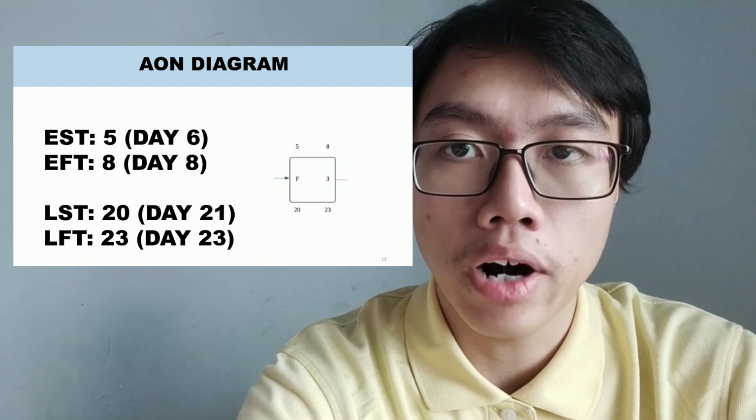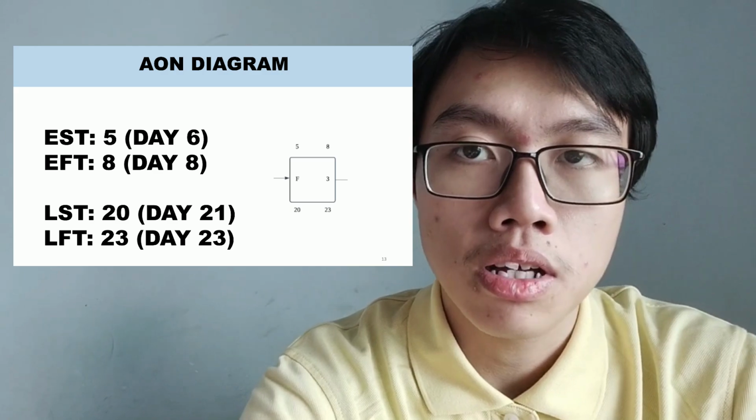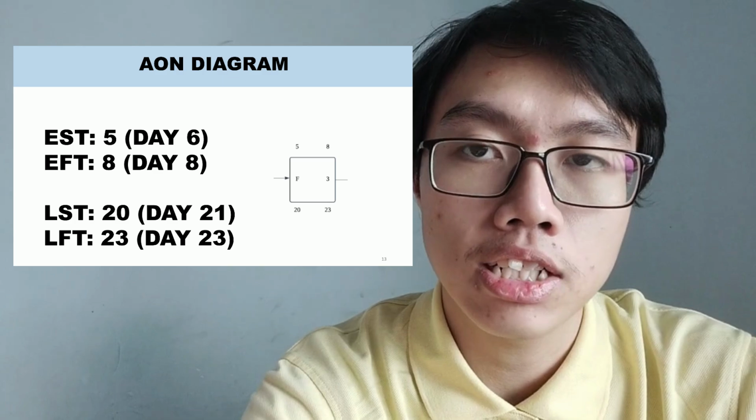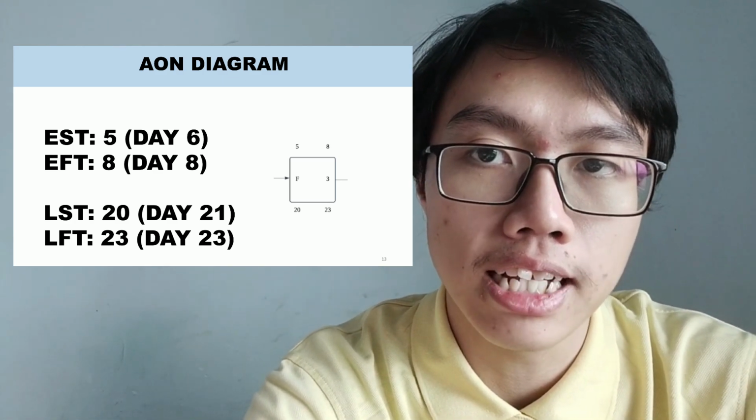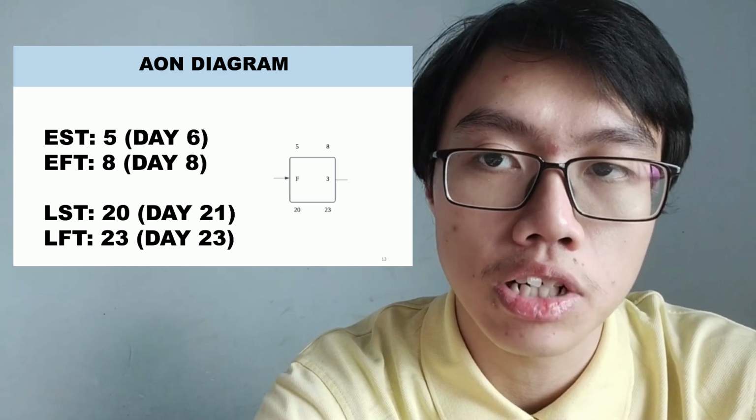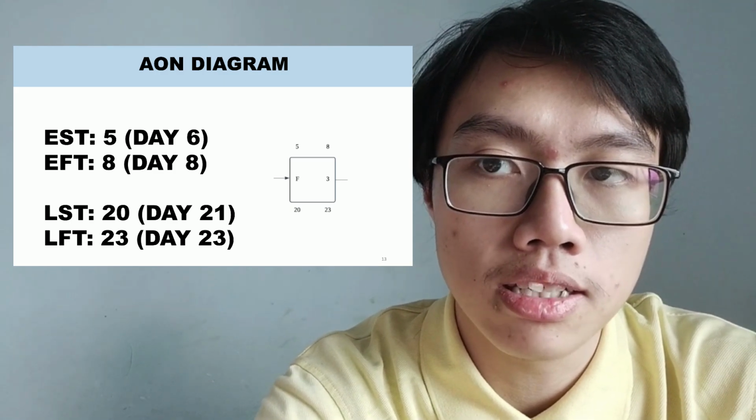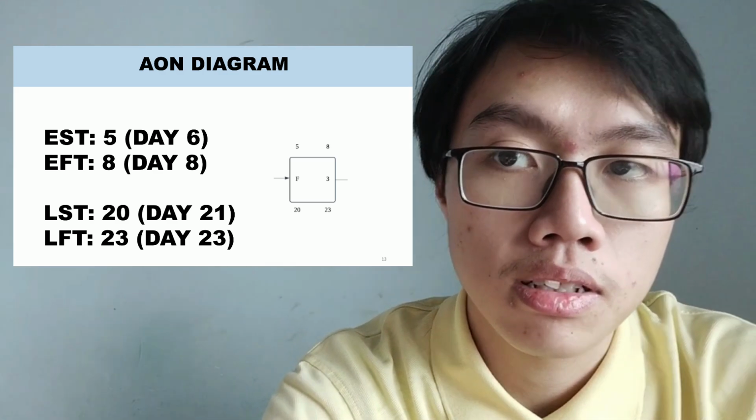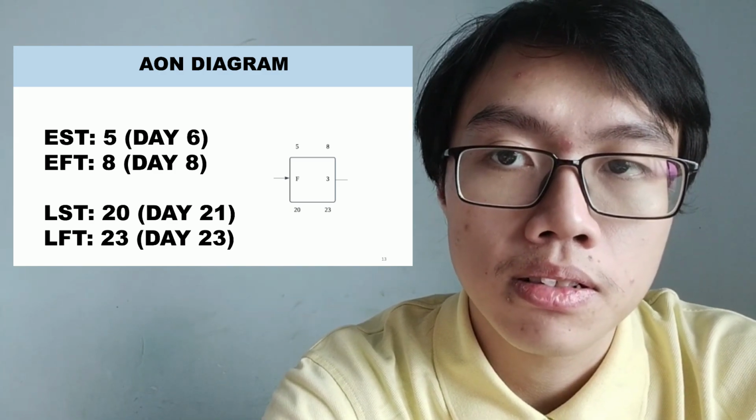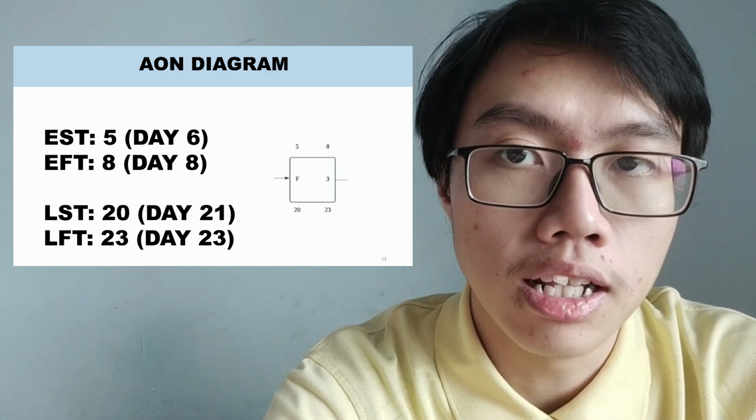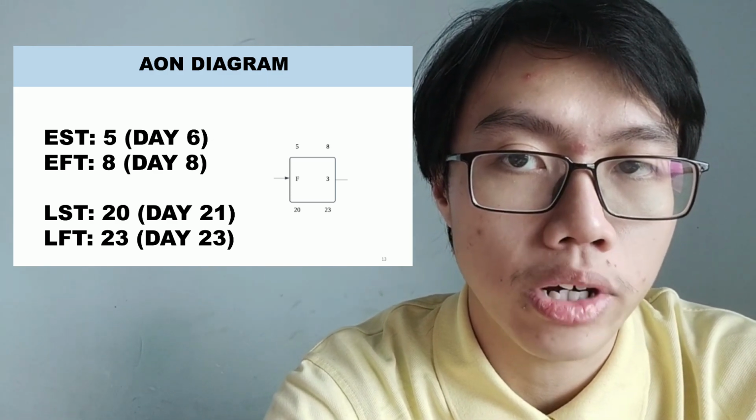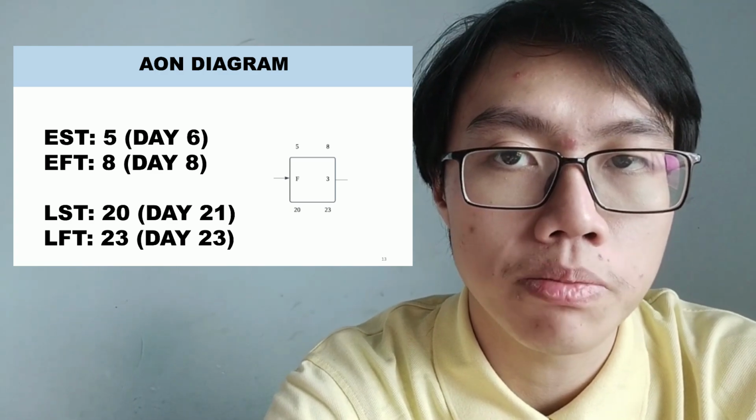An example for activity F is being made. The earliest starting day for this project is 5, but actually the starting date is on the 6th day. The reason why the number 5 is chosen is for us to easily visualize the numbers so that it will be easier to do the calculations. So the earliest finish time for activity F will be on the 8th day according to the node. The latest start time for this project will be 20, which is on day 21, and the latest finish time for this project will be on day 23.